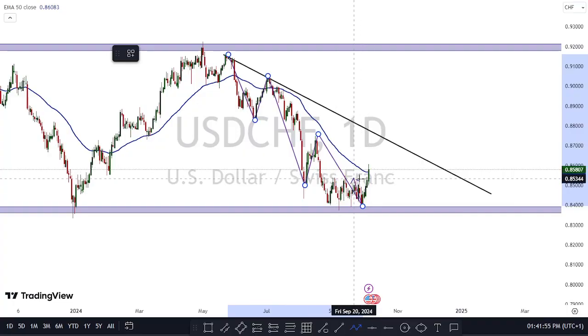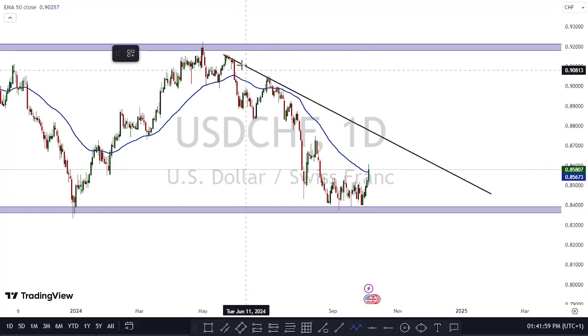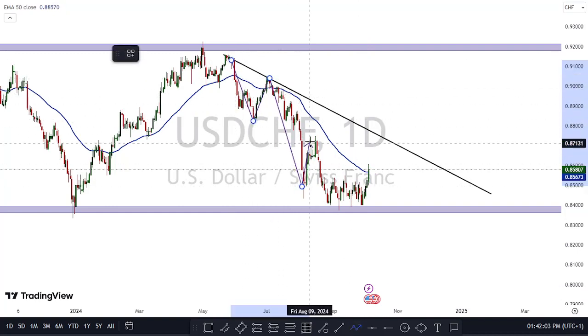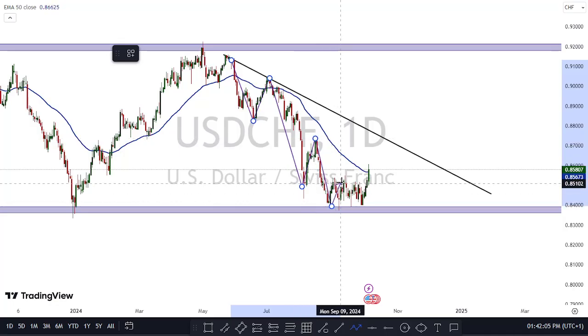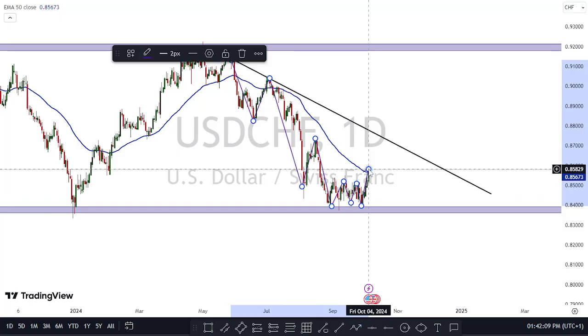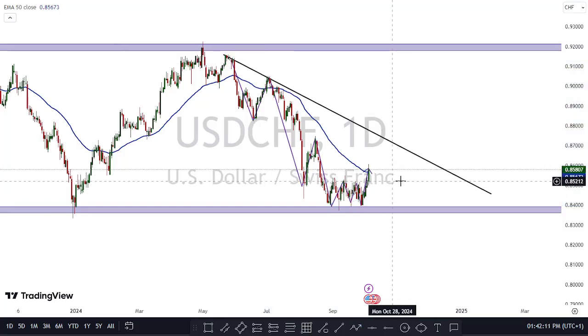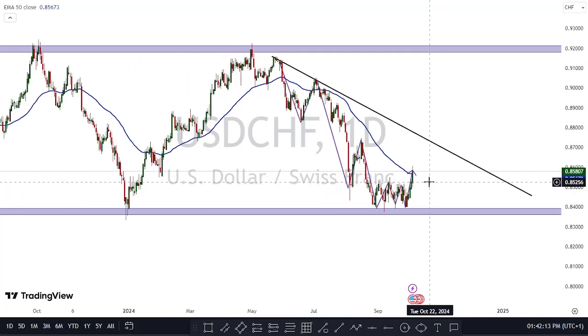I think I made a mistake right now. Starting from here, it pushed down, pushed up, came down here, pushed up, came down again, pushed up, and then it's just been ranging here. Then we broke here, meaning that the trend has changed to a bullish trend.